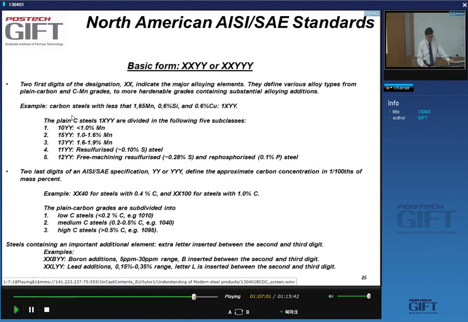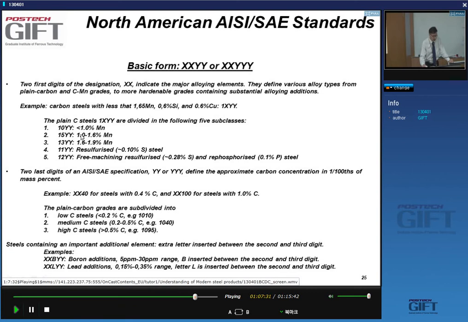So let's first look at examples of low carbon steels with less than 0.65 manganese, 0.6 silicon, and 0.6 copper. They will go by 1, and then XYY, okay? So for instance, 10YY means I have less than 1% of manganese.